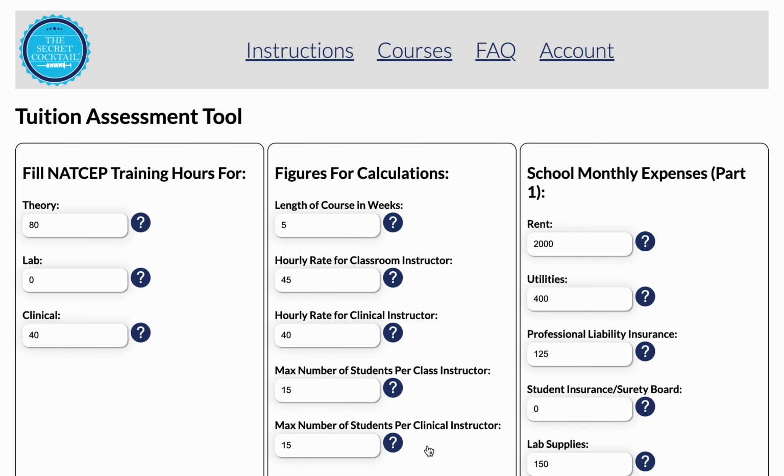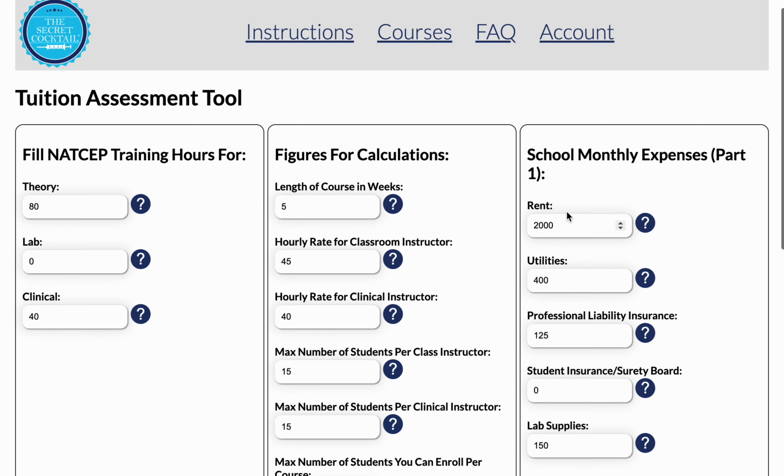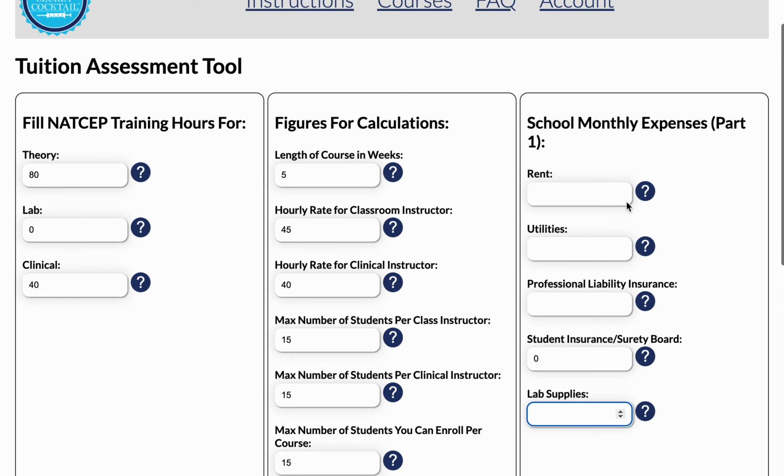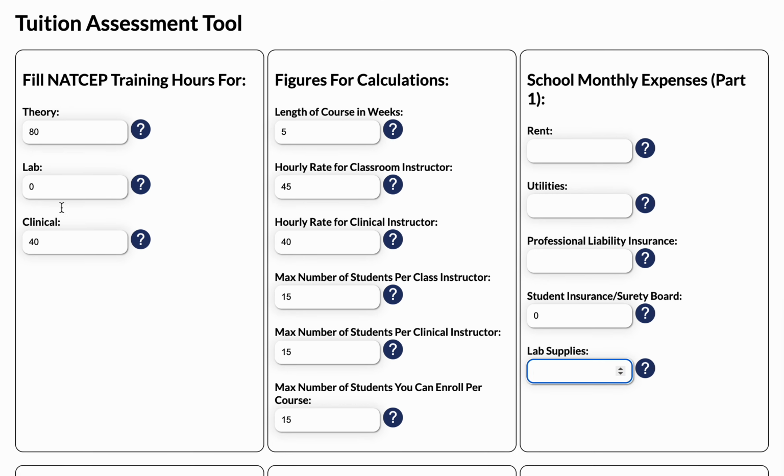We're gonna hit the submit button, and now we're gonna go to monthly expenses. Please ignore all these numbers here. These numbers have nothing to do with you. They were just kind of pre-filled. So we've already talked about the hours for your program. We talked about any type of weekly pay and hourly pay. Now we need to talk about your monthly expenses.